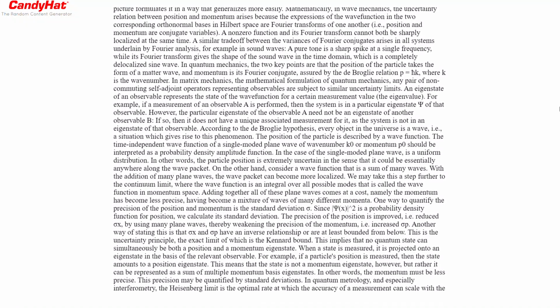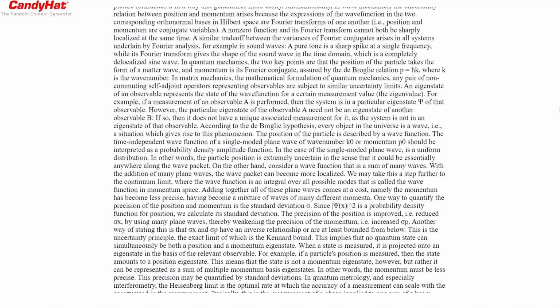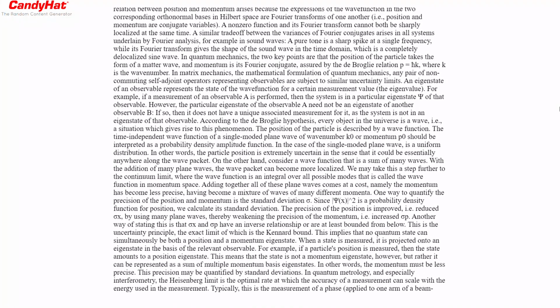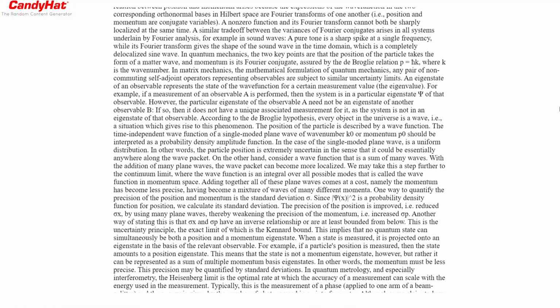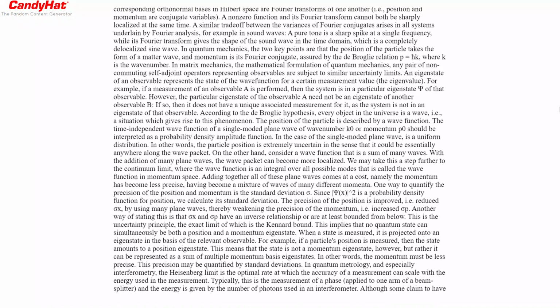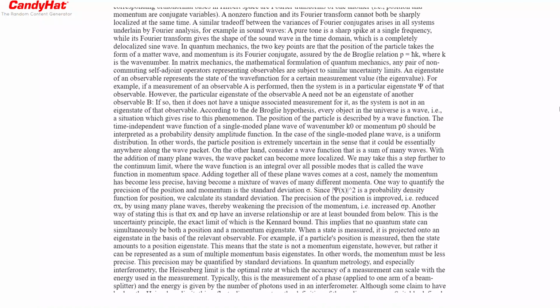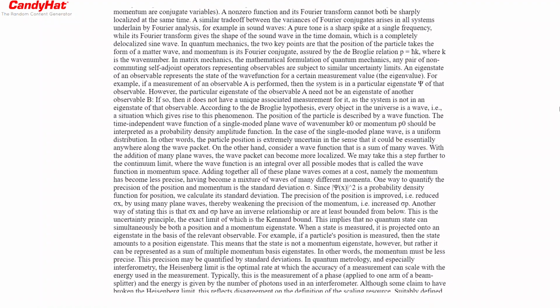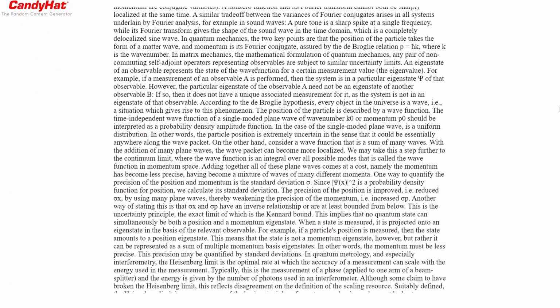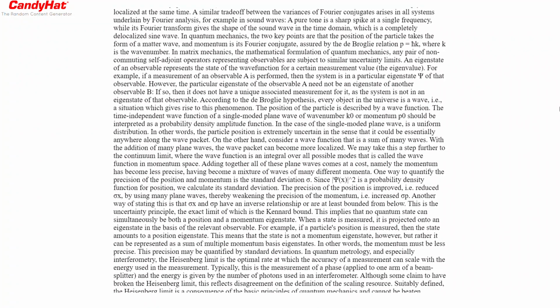When a state is measured, it is projected onto an eigenstate in the basis of the relevant observable. For example, if a particle's position is measured, then the state amounts to a position eigenstate. This means that the state is not a momentum eigenstate, however, but rather it can be represented as a sum of multiple momentum basis eigenstates. In other words, the momentum must be less precise.